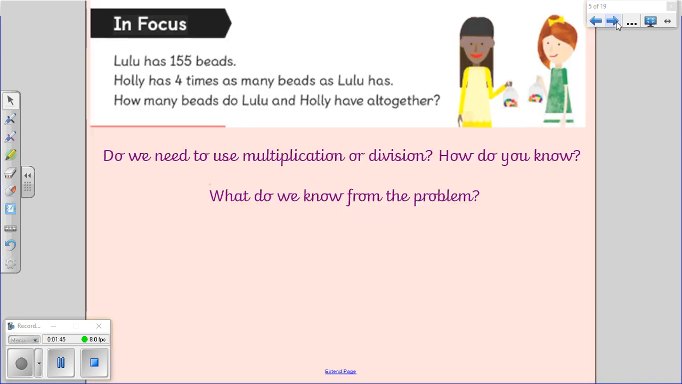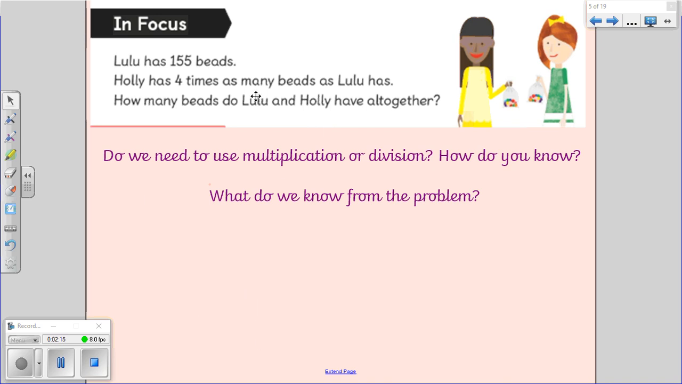So let's have a look at the in focus task for today. Lulu has 155 beads. Holly has 4 times as many beads as Lulu has. How many beads do Lulu and Holly have all together? So now you need to think about, are we going to use multiplication or division to help us solve this problem, and how do you know?